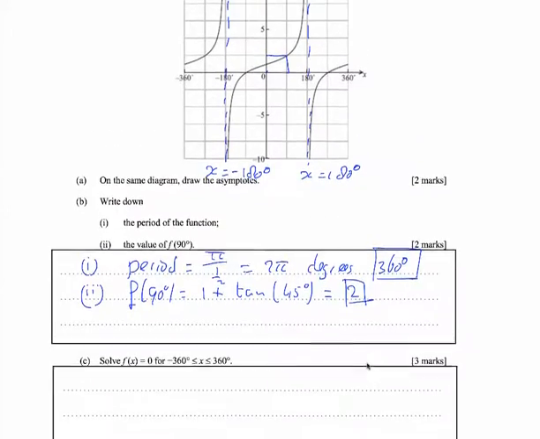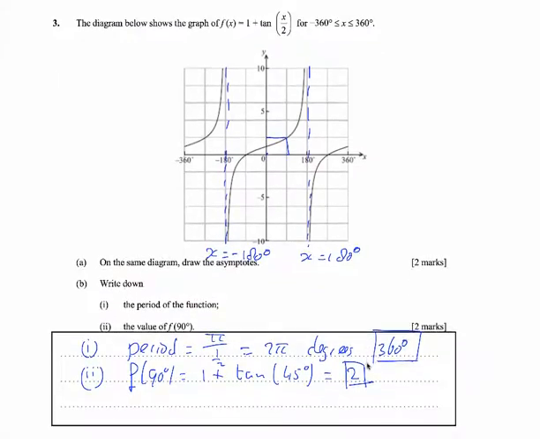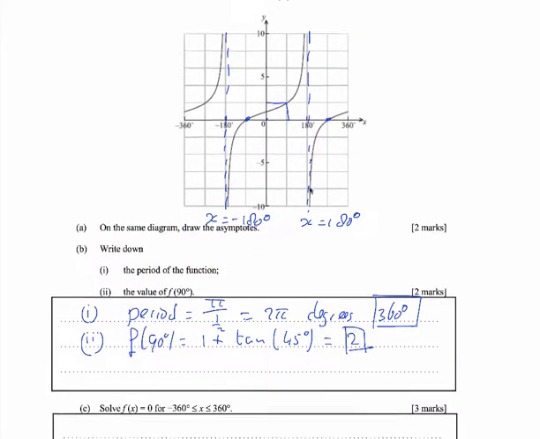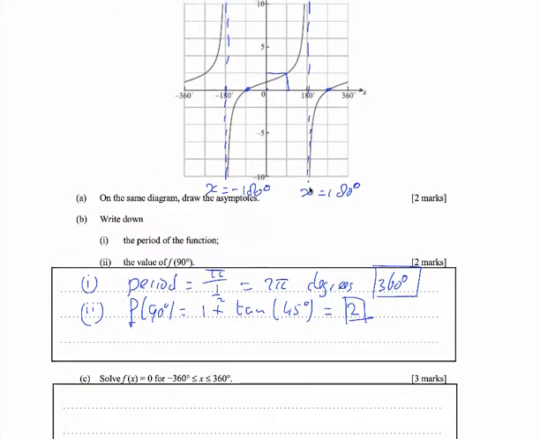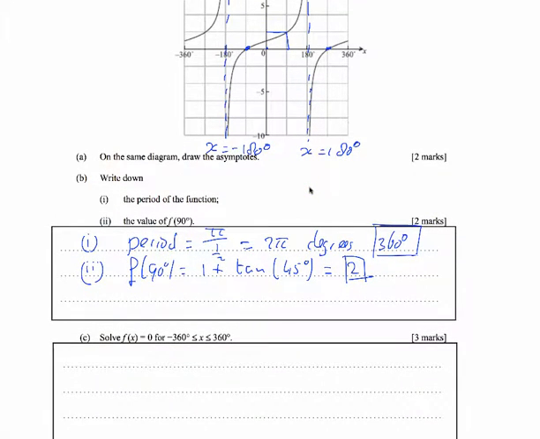Solve this equation equals 0. Okay, so in other words, I'm looking for these points over there, aren't I? It looks like it's minus 90 and 270 degrees. It's only 3 marks, so I'm simply going to write it down. If I've got more time, I might actually show that it works.